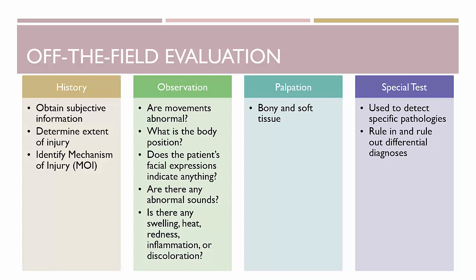The history is designed to obtain subjective information relative to how an injury occurred, the extent of the injury, and the mechanism of the injury. We inquire about previous injuries or illnesses that may be involved, as well as past treatments.